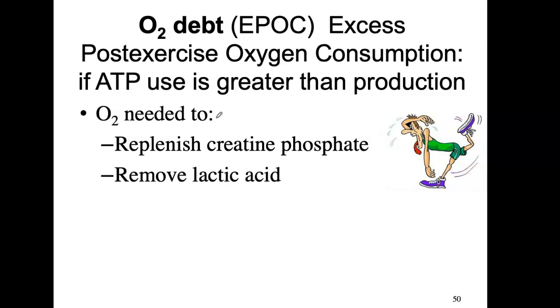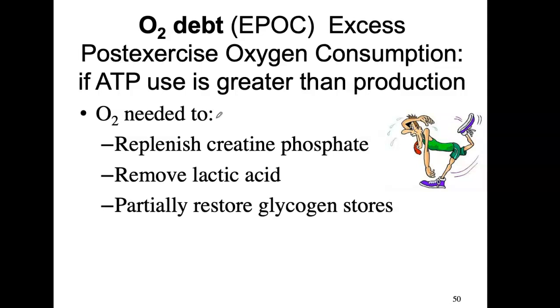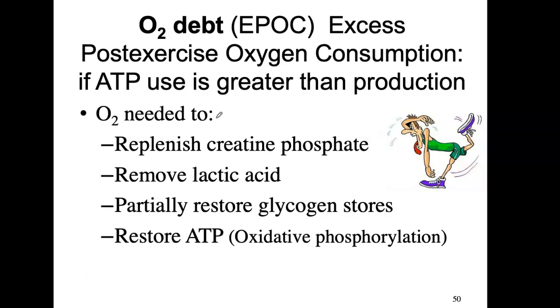Two is to remove lactic acid that's there. You're going to need oxygen. Three is you're going to partially restore glycogen stores, and that's also going to need oxygen. So you're going to put those stores back in the muscle and back in the liver, and that's a metabolic process that needs oxygen. And you're going to restore some of that ATP through oxidative phosphorylation.